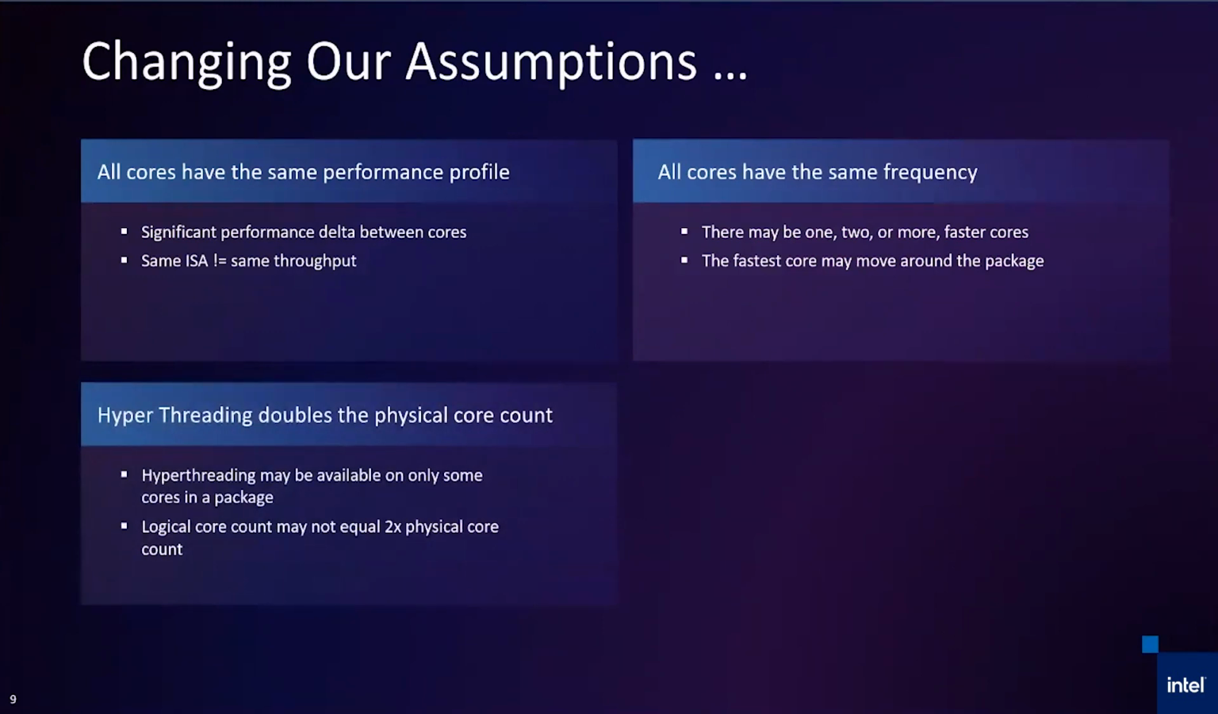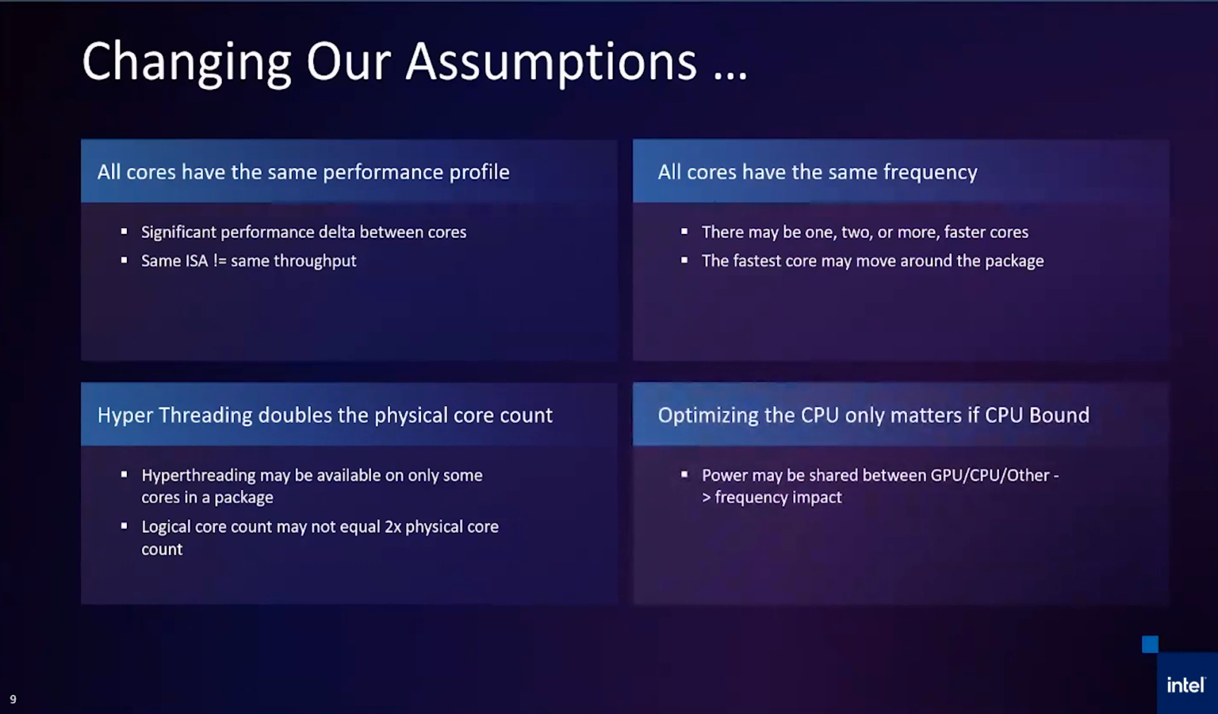Another assumption a lot of people would make is if a system supported hyperthreading, then effectively you would double the physical core count to get the number of logical processors. This is also no longer true. The P cores support SMT, while the E cores do not.